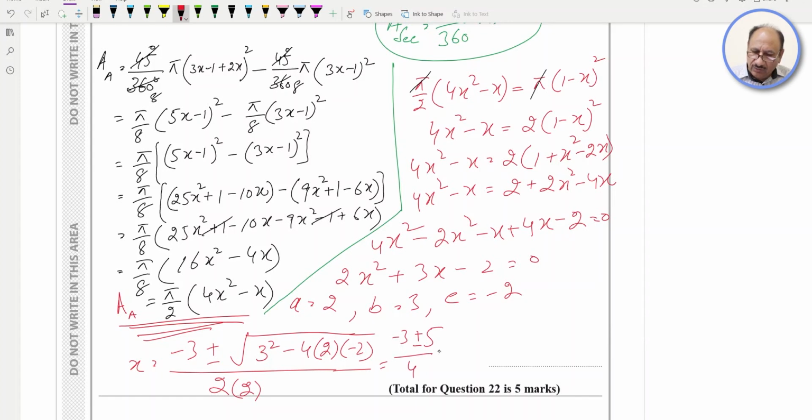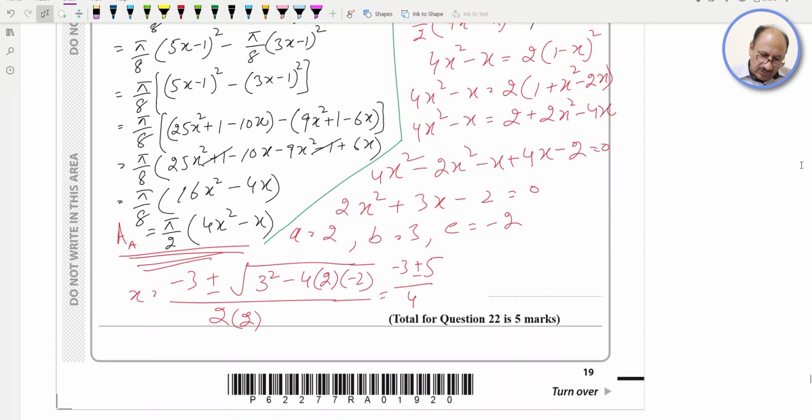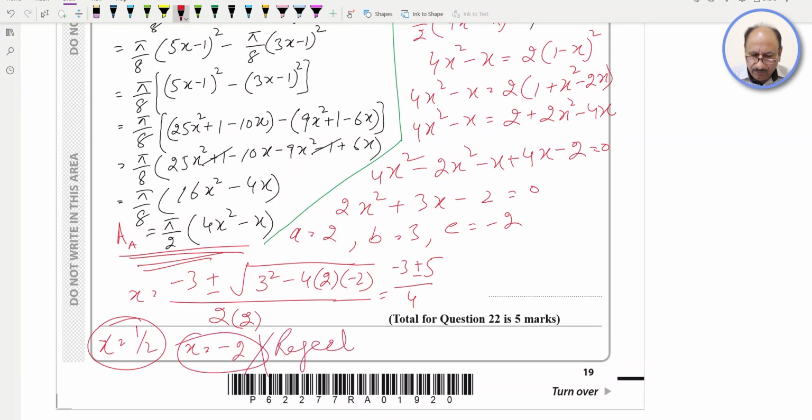If we take the plus sign, it will be 2 by 4. So one value will be x is equal to 2 by 4, which is 1 by 2, and the second value will be x is equal to minus 2. So we will reject this value. It is rejected, because area cannot be negative, so x is equal to 1 by 2 will be our final answer.